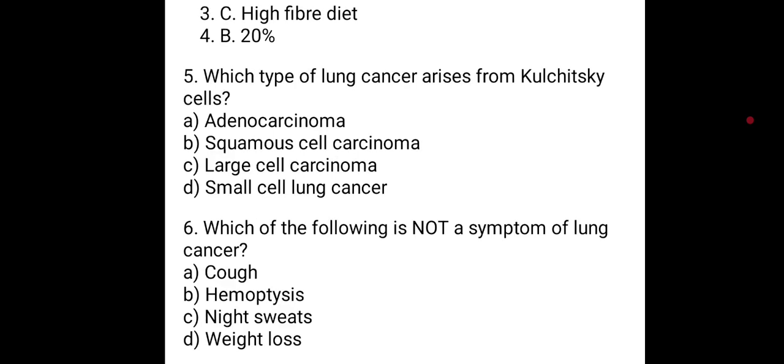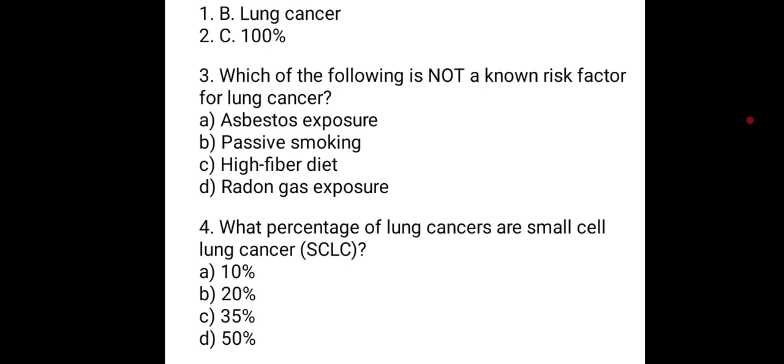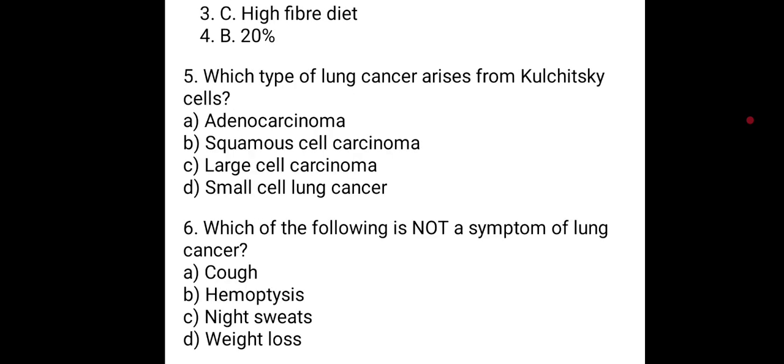Number 3 answer is high fiber diet, and 4 is 20%. Number 5. What type of lung cancer arises from Kulchitsky cells? A. Adenocarcinoma. B. Squamous cell carcinoma. C. Large cell carcinoma. D. Small cell lung cancer.